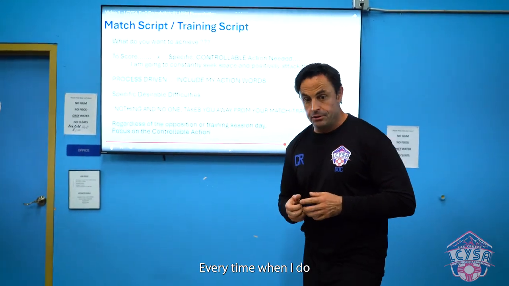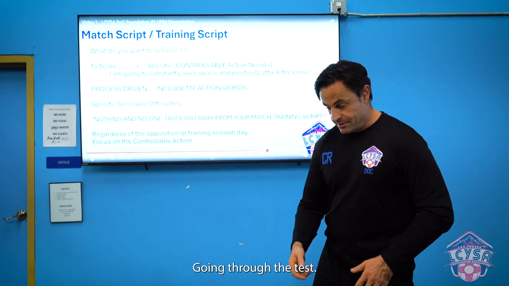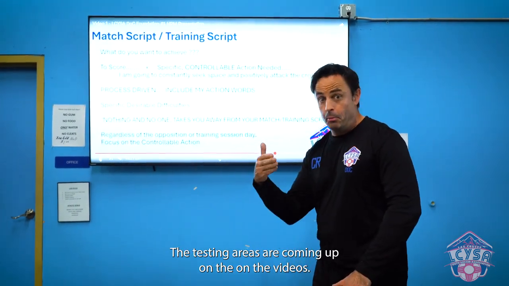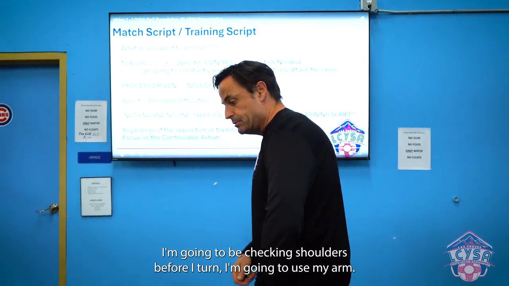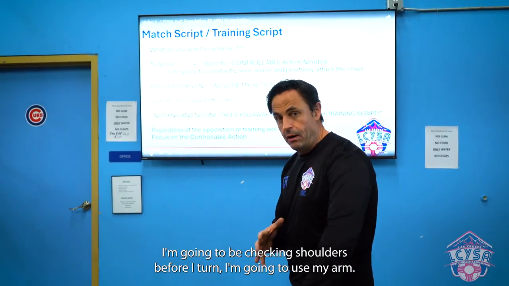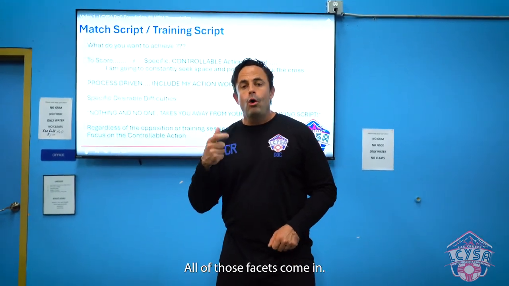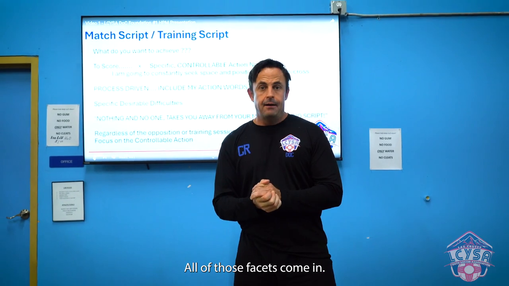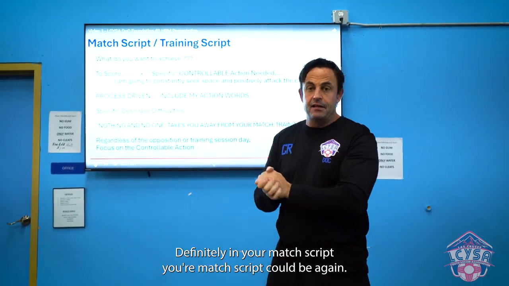Every time, it can even be technical based, going through the testing areas that are coming up in the videos. Every time I turn, I'm going to be checking shoulders. Before I turn, I'm going to use my arm. I'm going to be shoulder width distance in the legs. All of those facets come in. Again, it's all building blocks, desirable difficulties in your match script.